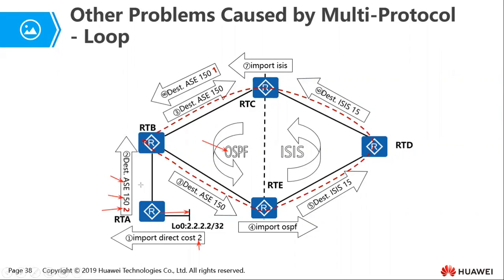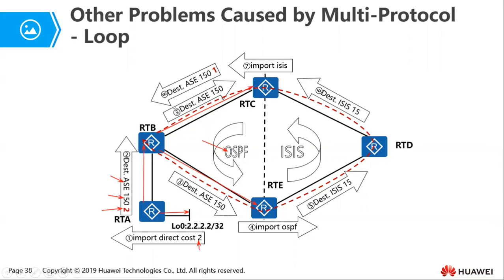We advertise it. RTA will advertise it to RTB. RTB will also advertise it to RTC. So that is number one, number two, number three. And RTB will also advertise it to RTE, because all these routers here are communicating using OSPF. So that is number one, number two, number three.